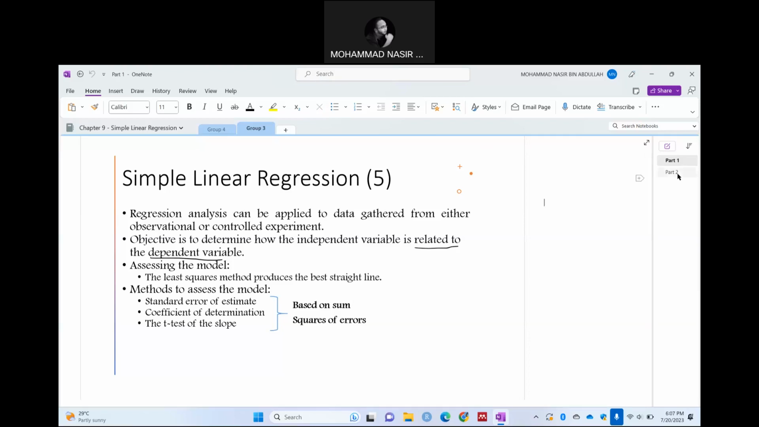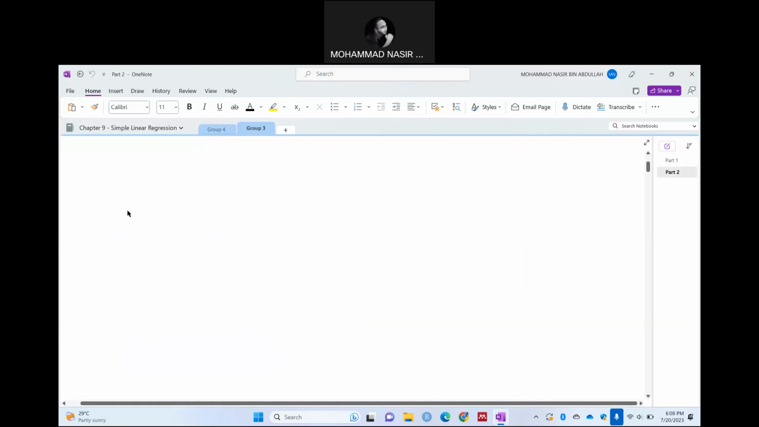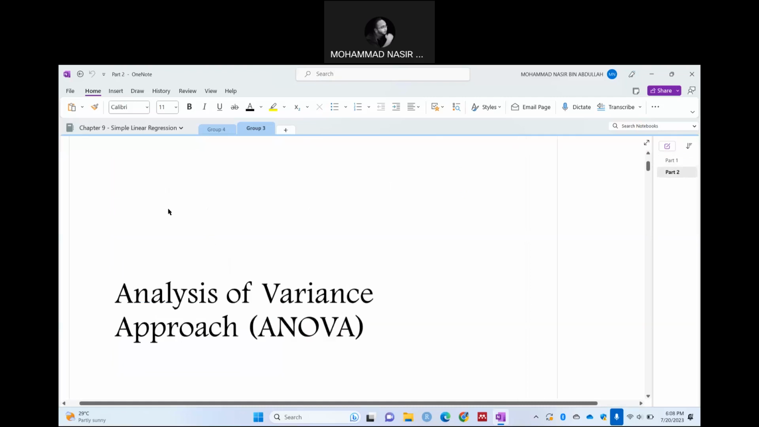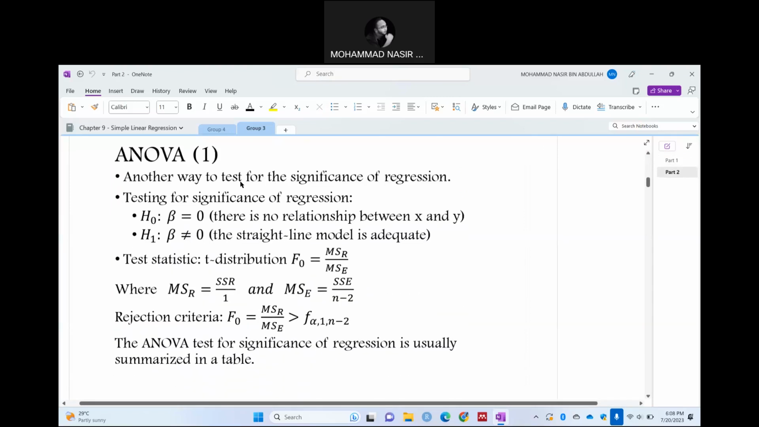So today we're going to look at another method to assess the fitness of the model, whether x and y can do a prediction or not. That means whether the model is fit to do a prediction or not. By using the analysis of variance approach, we call it ANOVA. This is a short name for analysis of variance. So this is another way to test the significance of regression.